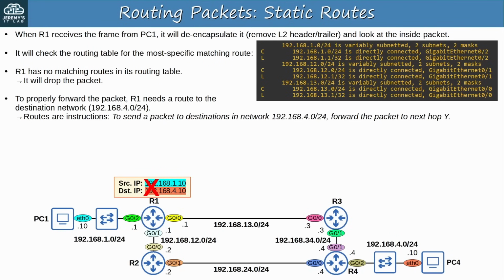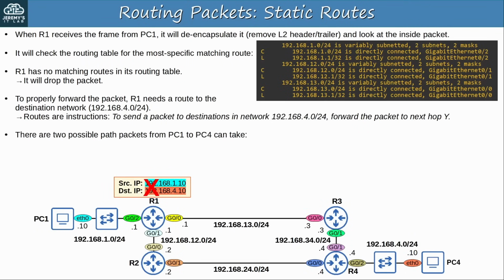R1 needs a route to say, to send a packet to destinations in network 192.168.4.0/24, forward the packet to next hop Y. Now we know the destination, the 4.0/24 network, but what should be the next hop? What is the next router in the path to the destination?